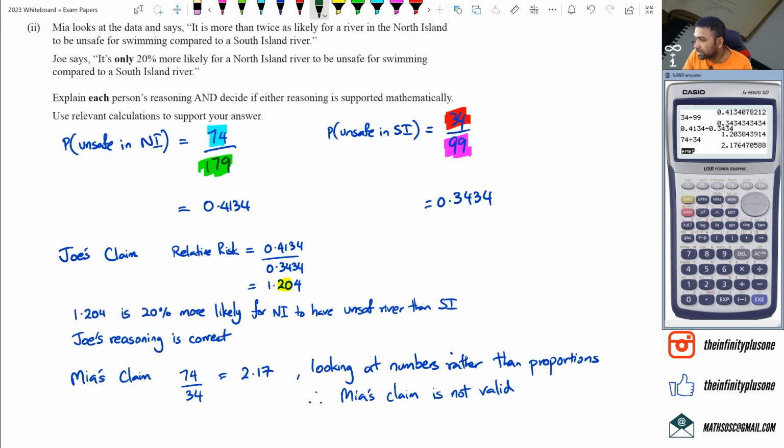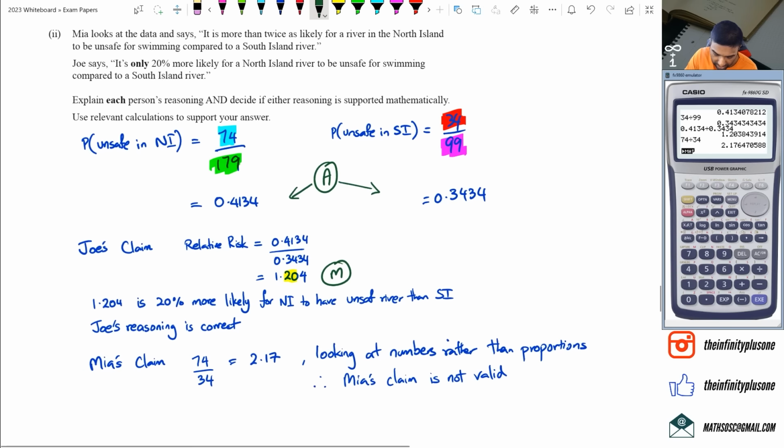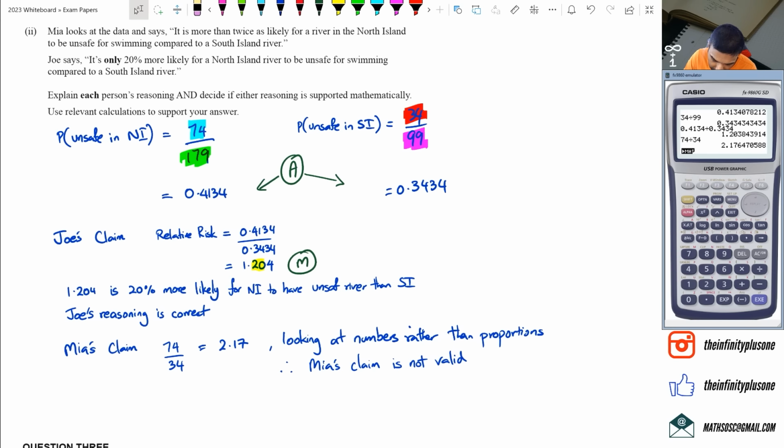So grades wise, one correct conditional probability is going to get you an Achieved, so either this or this. Merit is relative risk found, which is that 1.204. Excellence requires interpreting the relative risk in context, explaining. So this is one of those E7, E8 questions, right? There's two parts to it. If you do just Joe's reasoning, you could get an E7, and if you do Mia's claim and Joe's claim, then you could be looking at an E8.